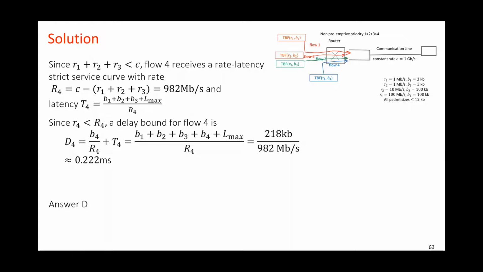Well, we need to sum up all the burstiness of all the higher priority flows and of this flow, plus L max, divided by the rate. Now the rate that is guaranteed is the leftover rate, a bit less than 1 gigabit per second. So 218 kilobits divided by this, that's 222 microseconds. So nothing special here, just to make sure you follow the formula. Of course, we see that the lower the priority, the worse the delays are.